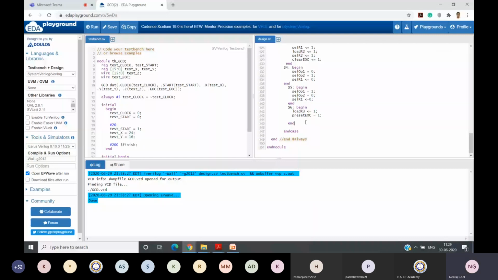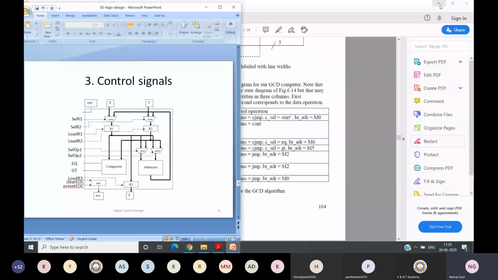With this I would like to close. There is some problem with the simulation, so somehow it is not working at this moment. As I will share the code with you, you can try it yourself when the code is shared with you.